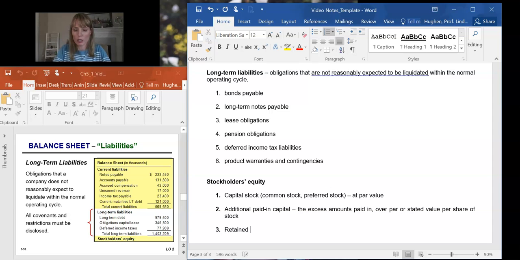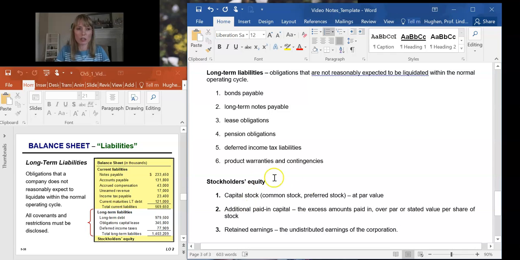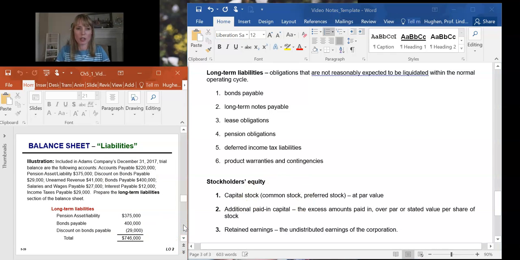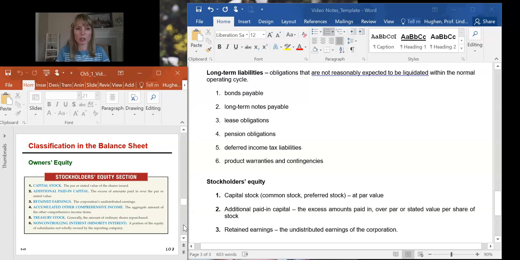So we know that another component of stockholders' equity is retained earnings. Remember, this is the accumulation of all the profits of the company in its entire life, less all of the dividends it's paid out in its entire life. Another way of saying this is the undistributed earnings of the corporation. So keep accumulating these earnings. And what reduces the company's earnings would be the dividends.